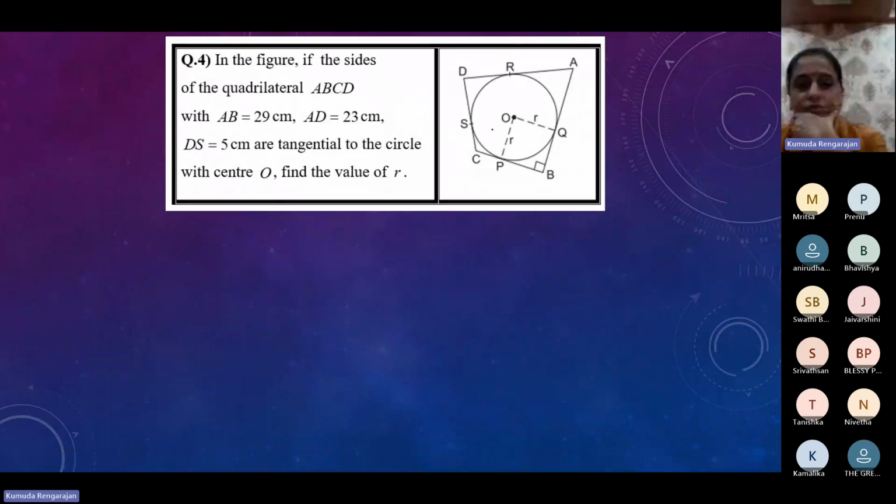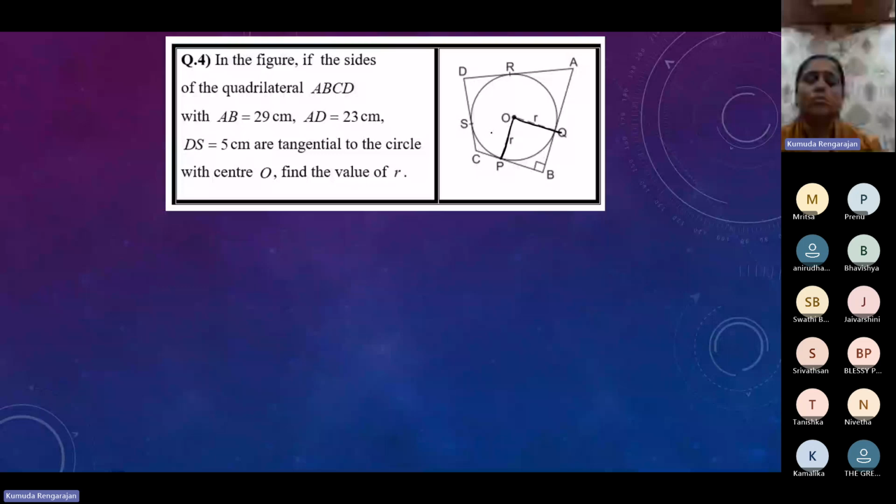Okay. So in this figure, the sides of the quadrilateral ABCD with some measurements given are tangential to the circle. You can see that the sides of the quadrilateral act as tangents to the circle. With center O, find the value of R. So you need to find R, children. Very simple, but most common question from circles. Very simple to understand. Listen to this.